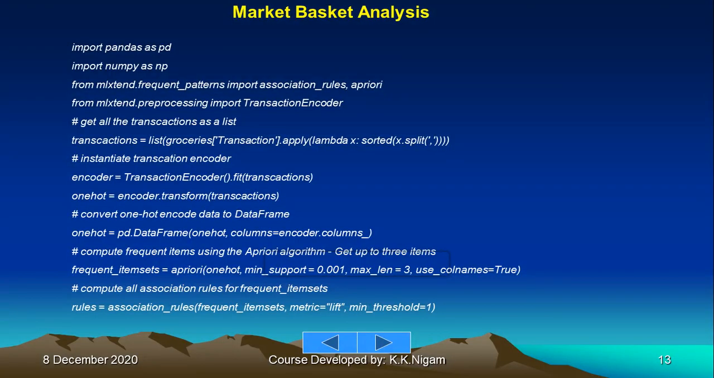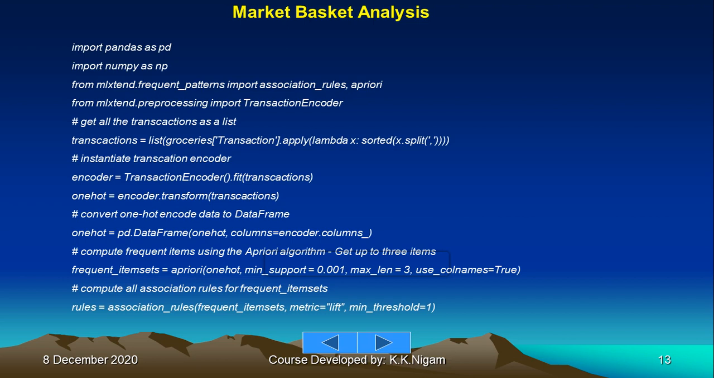Now this is the kind of code you must be familiar with now: import pandas, import numpy, then from mlxtend.frequent_patterns import association_rules, apriori. Then from mlxtend.preprocessing import TransactionEncoder. These are all sub-libraries of MLxtend. And then you have to import them depending on your requirement. Then further on to that, this is of course the command to get all the transactions. transactions is equal to list of groceries, whatever list that you have.